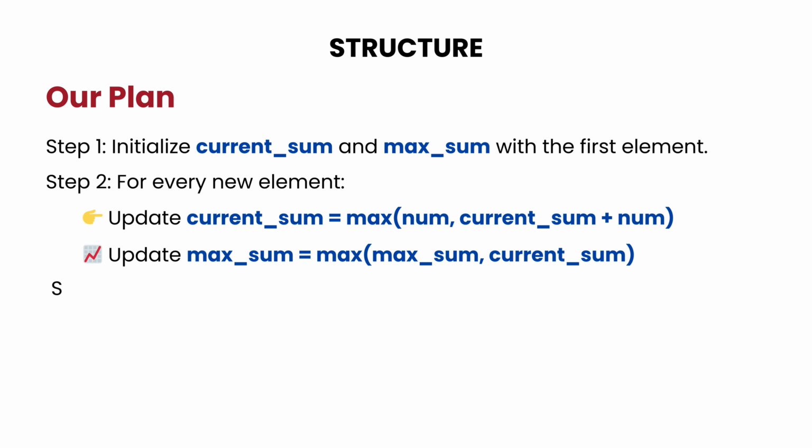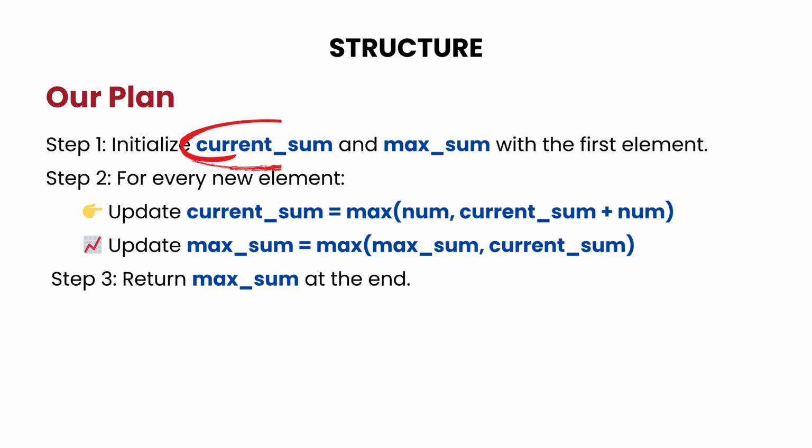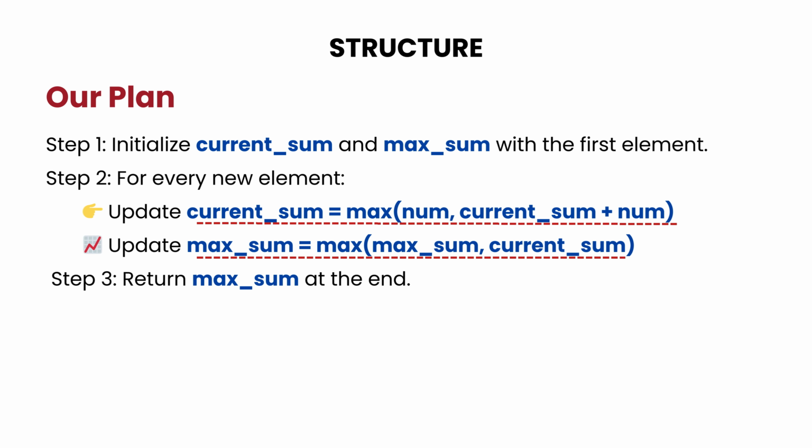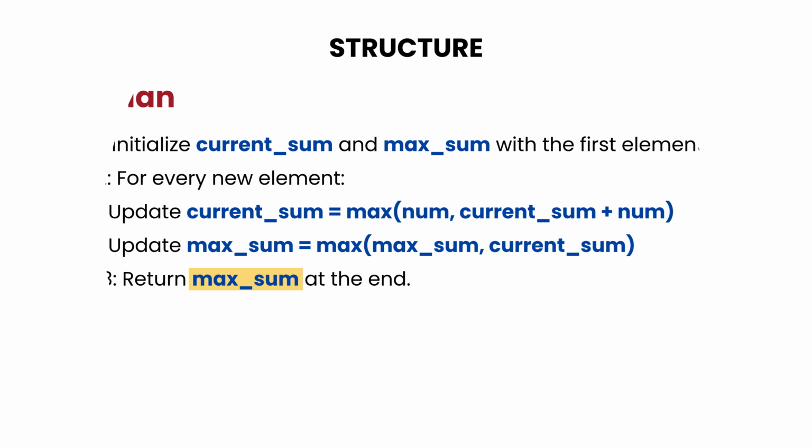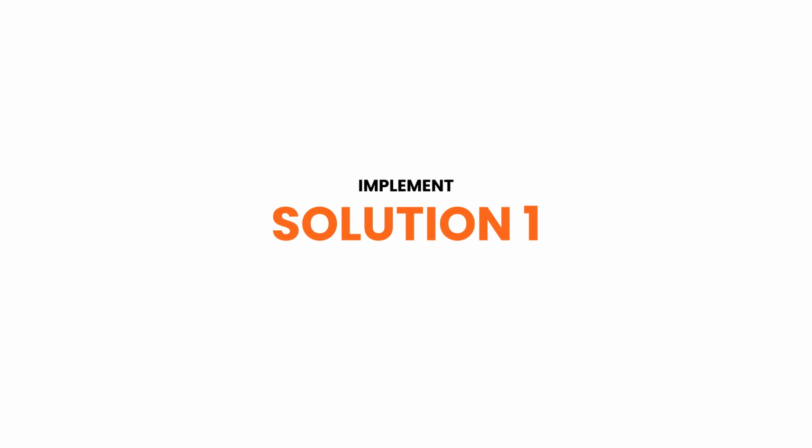Here's the structure. Initialize two variables, current_sum, the best sum ending here, and max_sum, the best overall. Start both at the first number. For each new element, update current_sum as the higher of the number itself, or the number plus current_sum. Update max_sum if current_sum is higher. Return max_sum at the end. Let us try to implement it using solution 1.